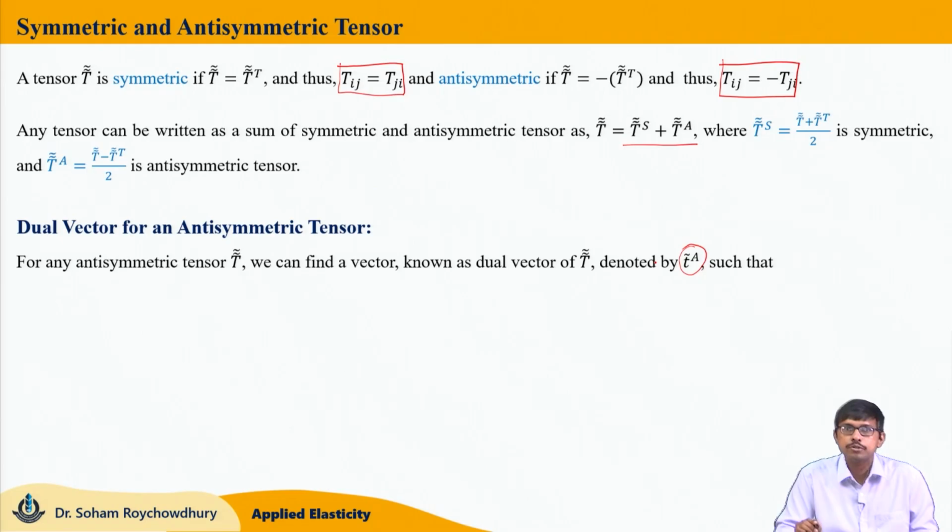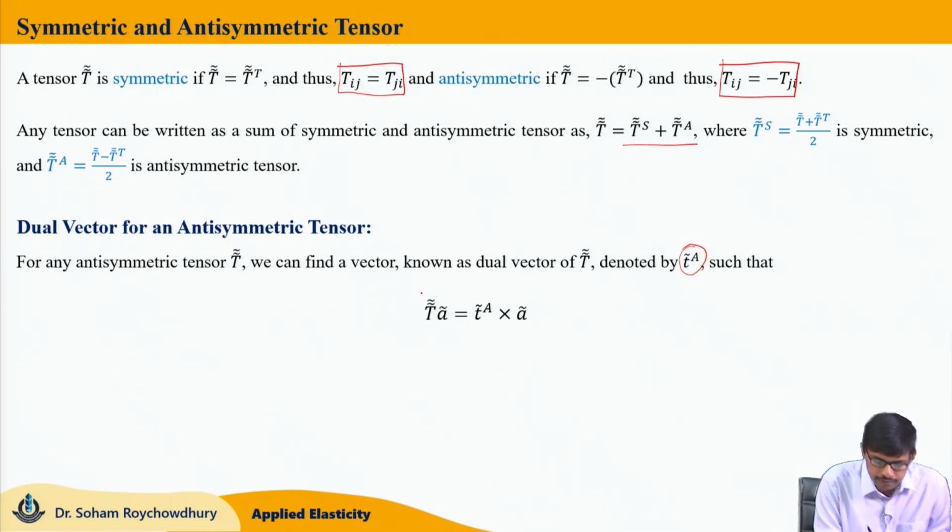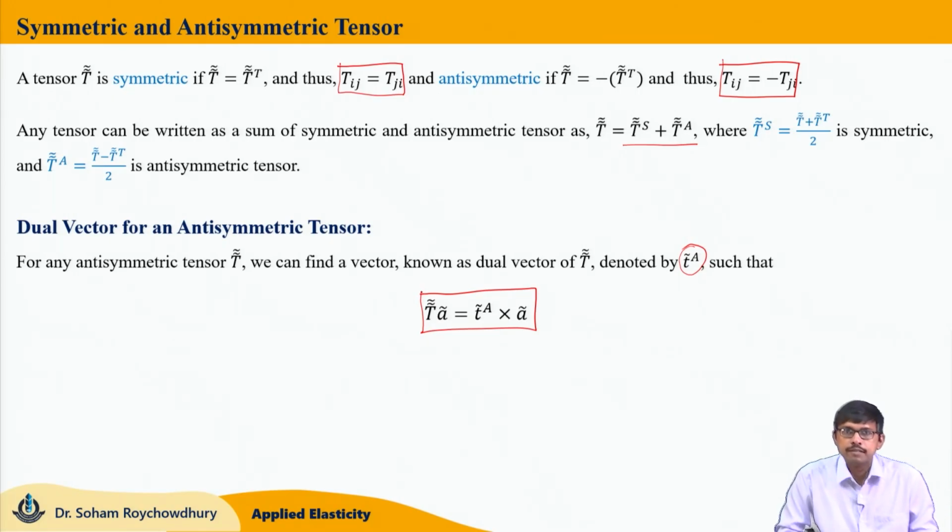Now, how is this dual vector defined? If small a is any other vector, and I operate the anti-symmetric tensor capital T on any vector small a, that can be expressed as small t, the dual vector, cross small a, that arbitrary vector. If this relation is valid, then small t can be called the dual vector of the anti-symmetric tensor capital T. So, for any vector a, if this expression is valid, then small t superscript capital A is the dual vector of the anti-symmetric tensor T.